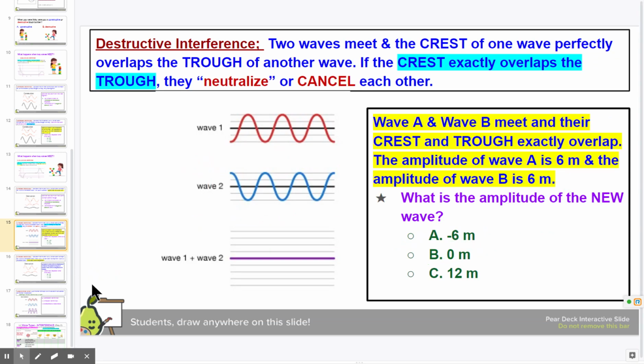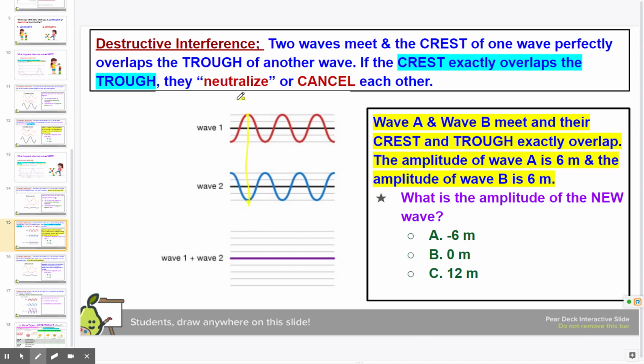And how do we determine the value of the amplitude? Well, remember we said we're going to subtract, so let's take a look at how that works. Let's look at this example. Is this destructive? Well, remember the crest and the trough have to overlap. Here we have the crest. The crest is the high point. Remember the trough is the low point. So the crest and the trough overlap. So yes, this is destructive.